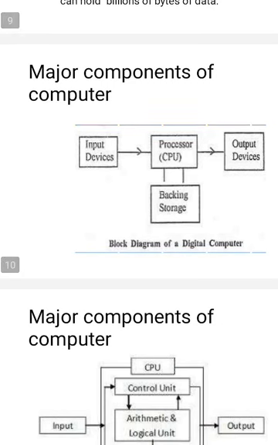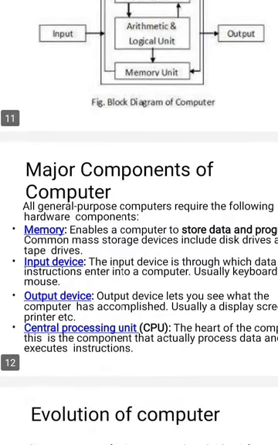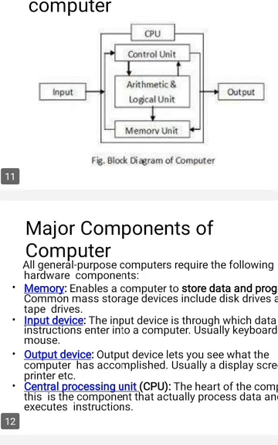So what are the main components of this computer? It's nothing but input devices, processor, output devices, and while the processor is working, you can go back and forth to your storage. Then the main components are input, CPU, arithmetic logic unit, memory unit, control unit, and the output is given. We'll see these things in detail in the coming slides.